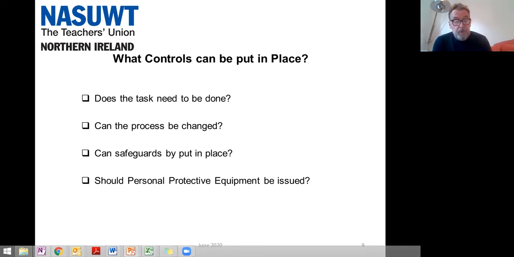And number four, only if the other measures cannot be enacted to control the risk should PPE be issued. It is a last resort. If no other mediations are available, then PPE could include things like masks, gloves, and aprons. So for the wood example, can dust masks be provided? It should also be remembered that PPE can give a false sense of security. So even if after PPE has been considered, the activity still poses a substantial hazard, it should be discontinued.